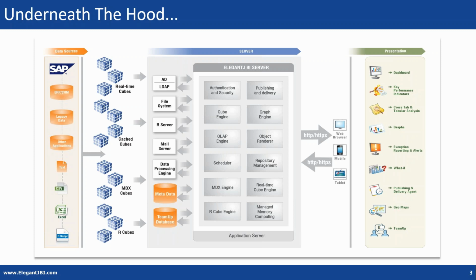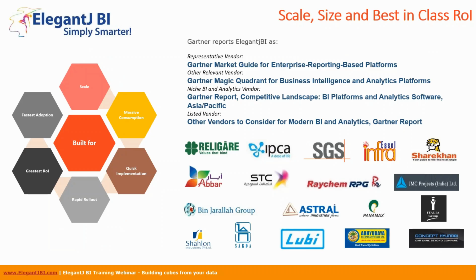What it means for you is that if you have downloaded the eval version, you can immediately start connecting to data and building small analytics for yourself and present it to whoever you like. If you are already using ElegantJ BI, this will give you an insight, and Pooja is an expert on the product, so you can ask questions and we can answer about anything you need to connect to ElegantJ BI.